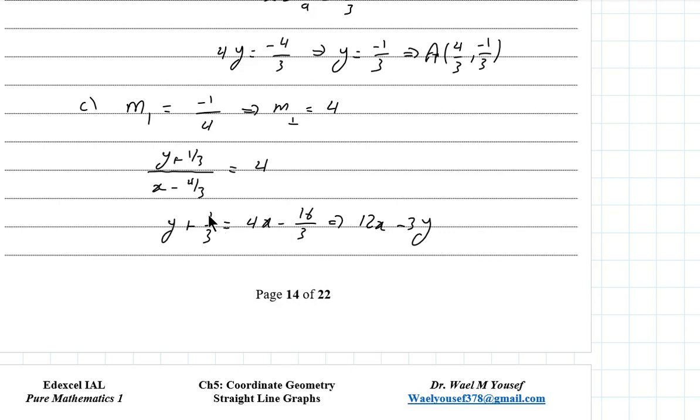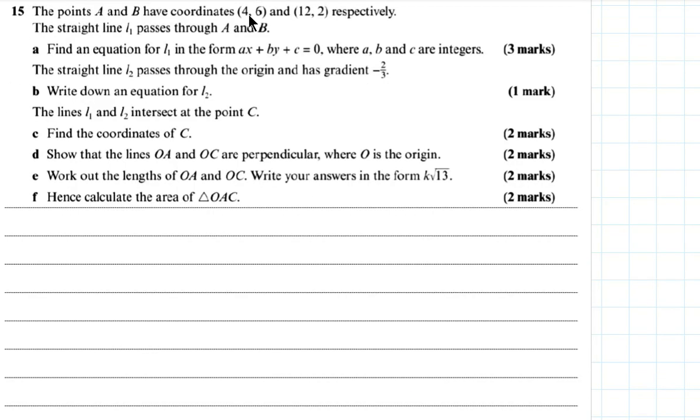When we multiply this by 3, it will be 16, and this by 3, it will be 1. So it will be minus 16 minus 1, which is minus 17, equals 15.